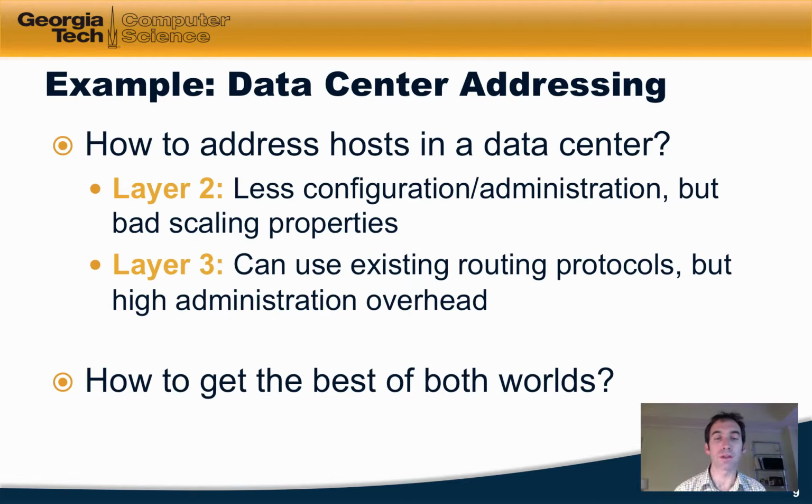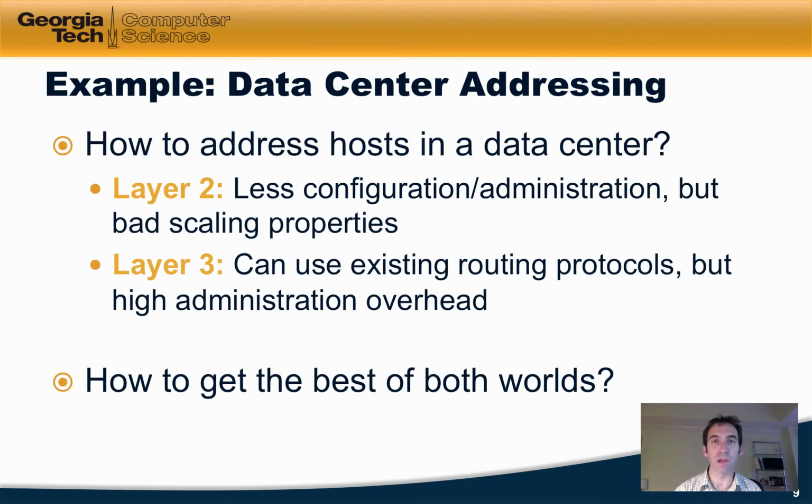So on the one hand, there are some conveniences to using layer 3 addressing or a topology-specific addressing like IP, but there are also some drawbacks like higher administration overhead. So how do we get the best of both worlds? Well, one idea is basically to use layer 2 addressing and construct a large layer 2 network, but to make those addresses topology specific rather than topology independent. And how might we do that?